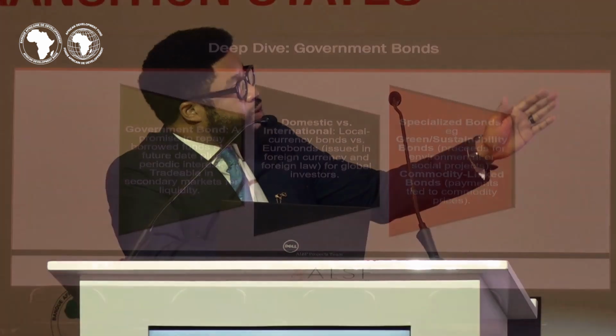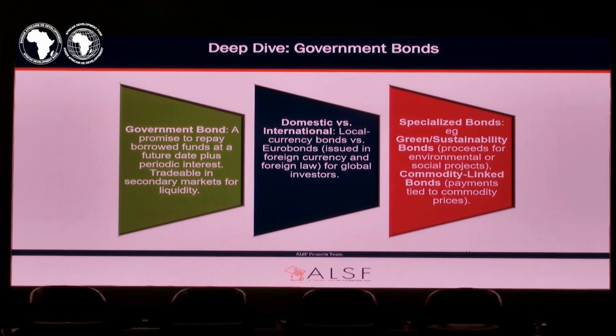Okay, so deep dive, government bonds. We know what a government bond is. It's a certificate of indebtedness, really. And we have both international and local bonds. I would preface by saying that international bonds are those issued in international currencies. They are technically called eurobonds. They don't need to be in euro as a currency, but are international to the country issuing them.